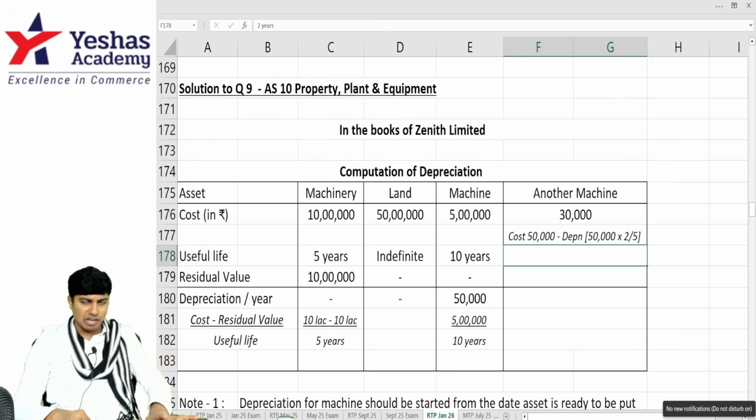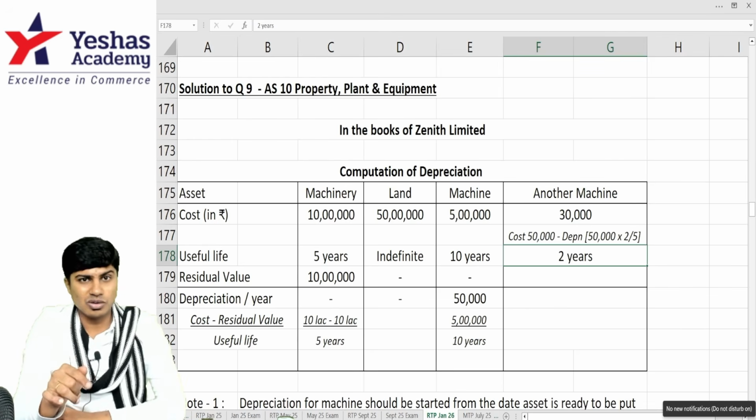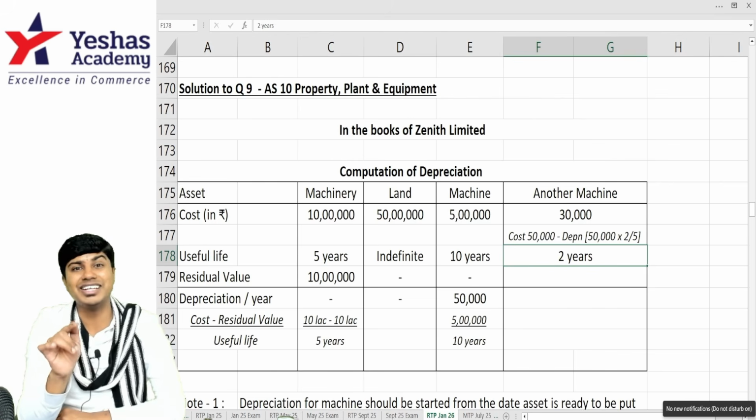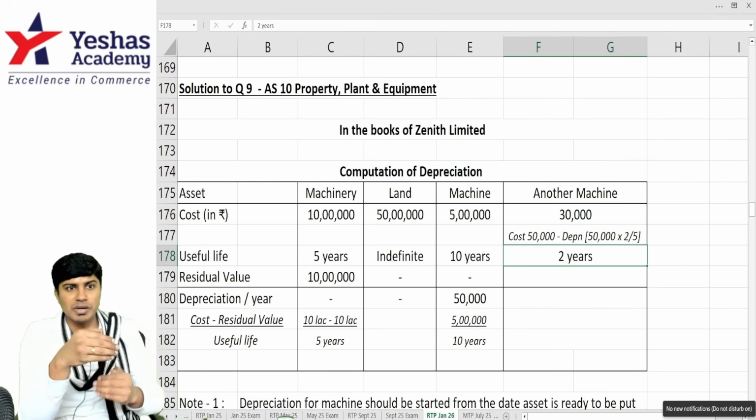They're telling us the remaining useful life estimate is revised to 2. This change in useful life is a change in accounting estimate. So this has to be given prospective effect.